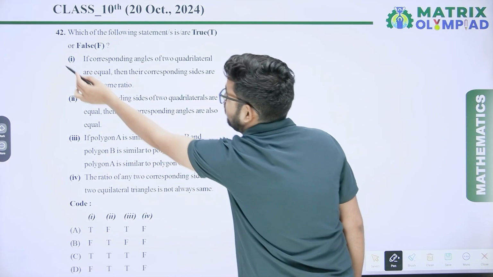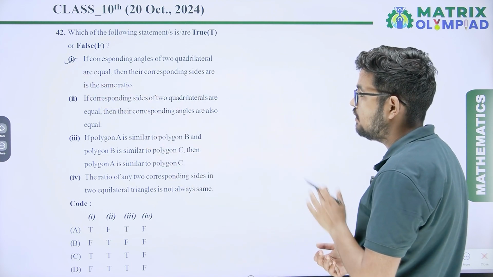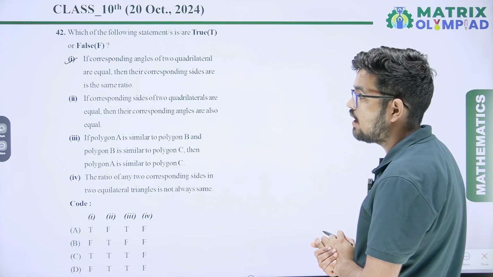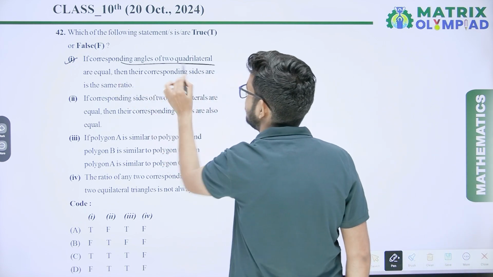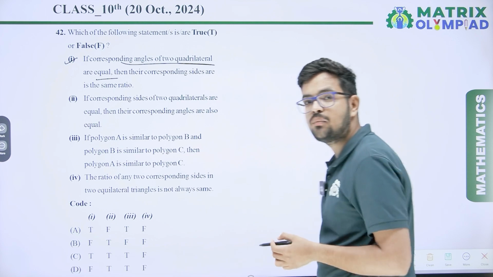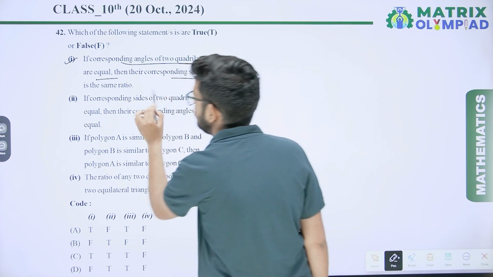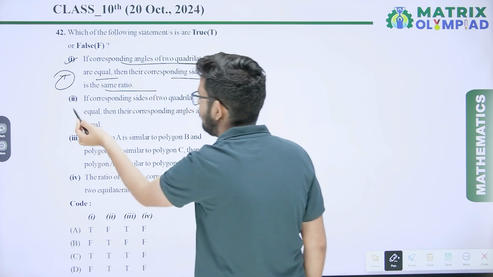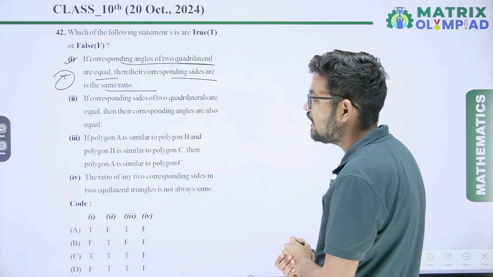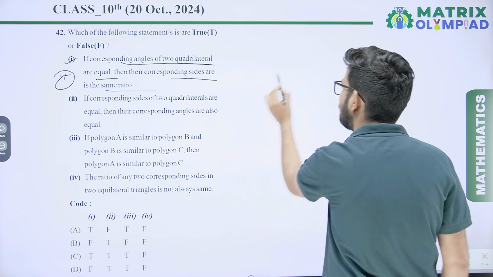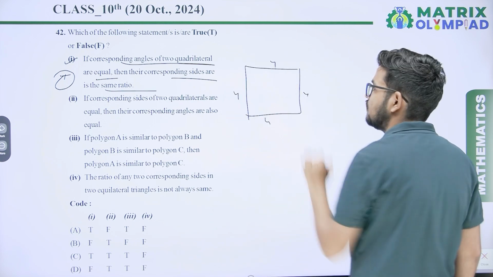Next question. First: if the corresponding angles of two quadrilaterals are equal, then their corresponding sides are in the same ratio. Yes, if corresponding angles are equal, the quadrilaterals will be similar, and for similar quadrilaterals, corresponding sides will be in the same ratio. So the first one is true. Second: if the corresponding sides of two quadrilaterals are equal, then the corresponding angles are equal. Let us take a simple example. One is a square whose sides are 4, 4, 4.